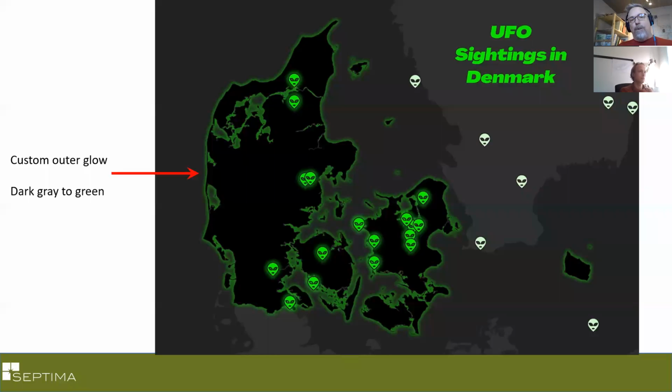And this is another example of a fun map I made last fall for that same challenge. For UFO sightings in Denmark, I just used an outer glow around the country boundary using a green color. So a lot of these effects will look really interesting on a dark background too. That's another factor to consider.